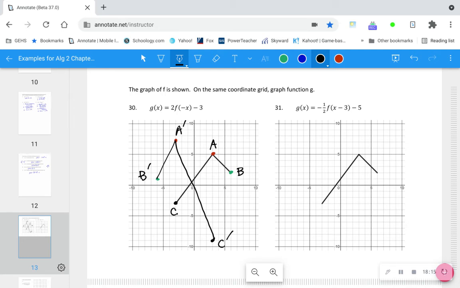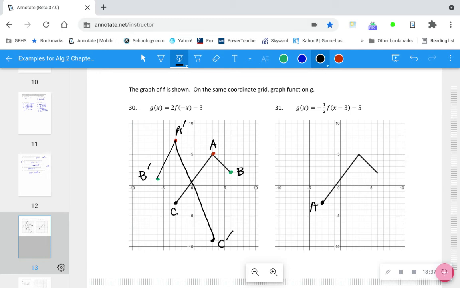Okay, similar exercise over here, but there's different actions described here. First, you move it 3 to the right. Then you cut the height in half. Then you flip it vertically and drop it 5. So let me take you through all of those. I'm going to start with this one here. I'll call it A.